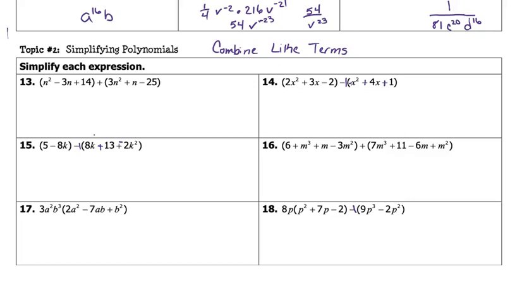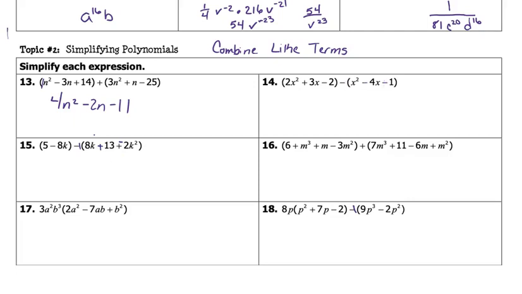So we need to add these two expressions, and we're just going to combine like terms. So n squared and 3n squared is 4n squared. Remember, we add the coefficients and keep the variable. Then I have a negative 3n and an n. Well, that would be negative 2n. And 14 and negative 25 would combine to make negative 11. So your final answer there is 4n squared minus 2n minus 11.